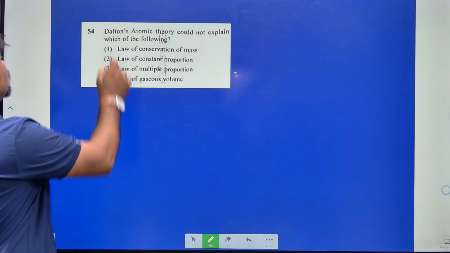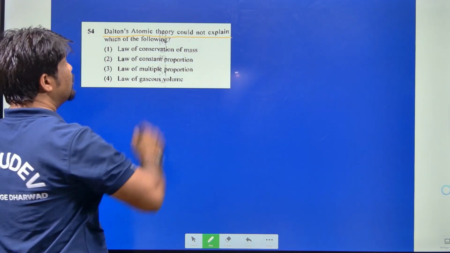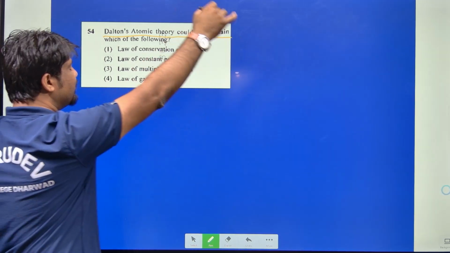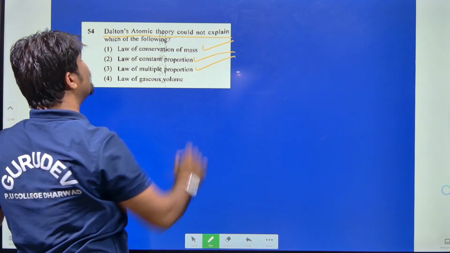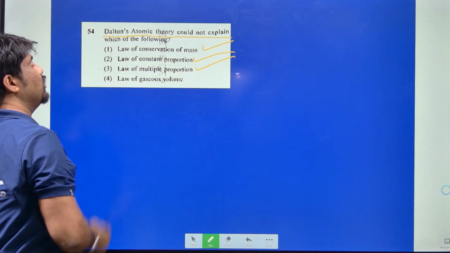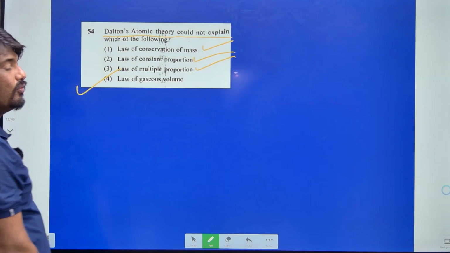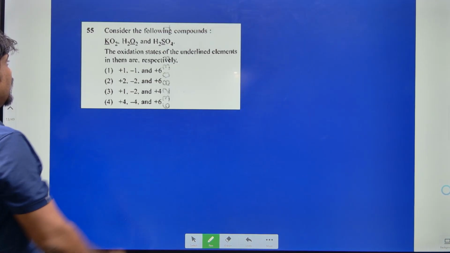Well, go to the next one. Dalton atomic theory could not explain which of the following? Actually, Dalton atomic theory successfully explains the law of conservation of mass, law of constant proportion, and law of multiple proportion. It successfully explains these, but it could not explain the law of gaseous volume. Hence, the right answer is 4. Well, go to the next.